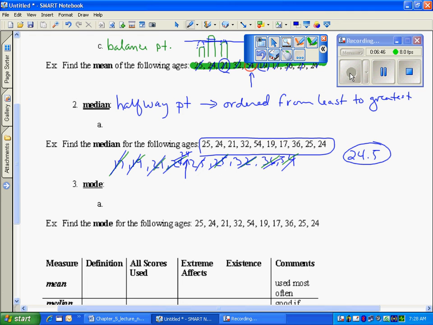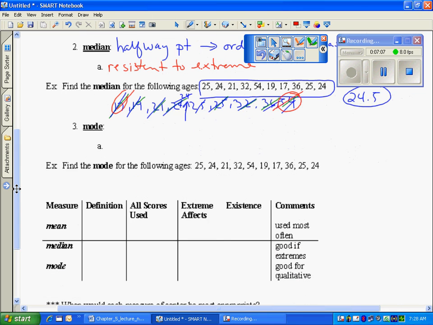Now the nice thing about the median is, unlike the mean, it is resistant to extreme values. Meaning this 54 and this 17 both were not counted in my median. They were eliminated out of the list.